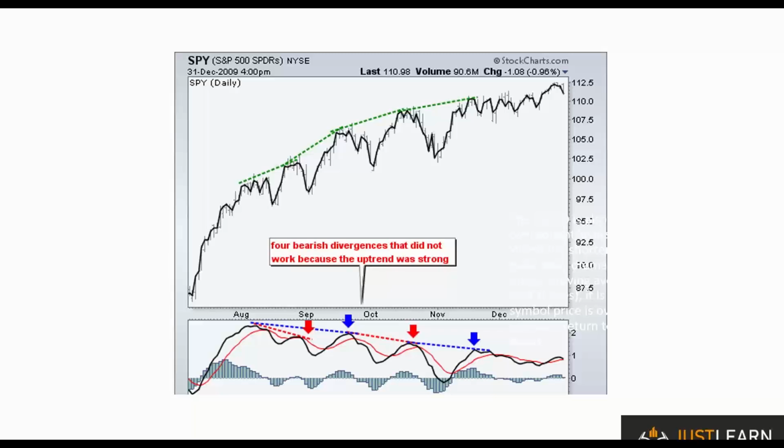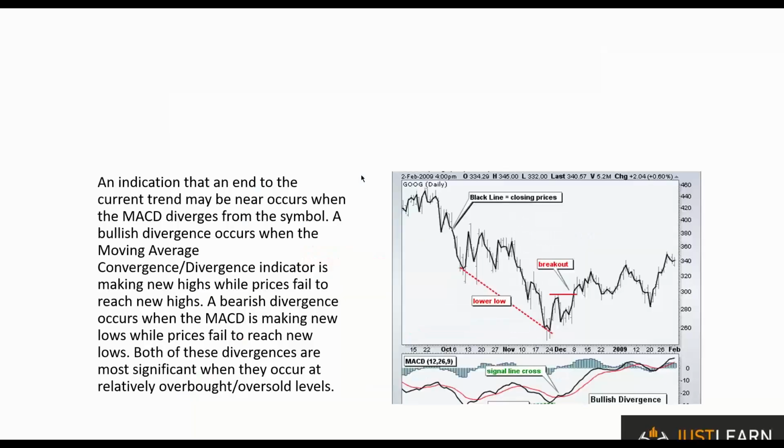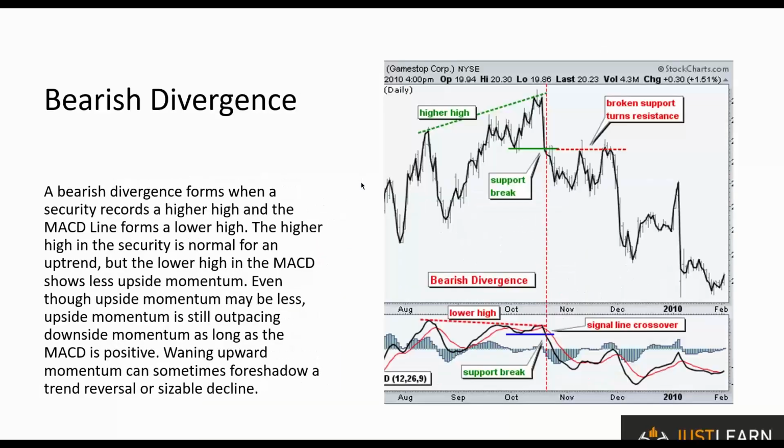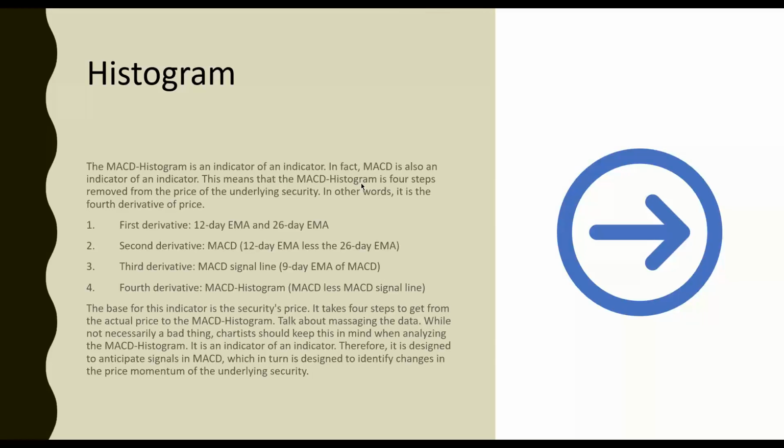Like I said, I don't notice the divergence, but when your MACD line is moving in one direction while your price line is moving in the opposite, that means the indicator is diverging from the actual price. And it tells you there's something out of whack in the markets. And we have bearish and bullish divergence. But ultimately, remember that the MACD histogram is an indicator of an indicator.